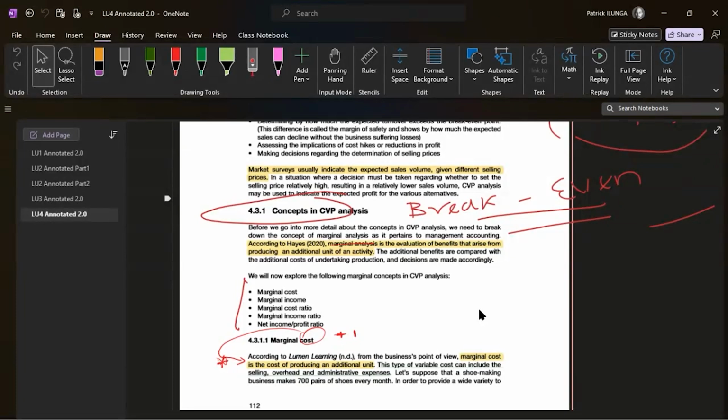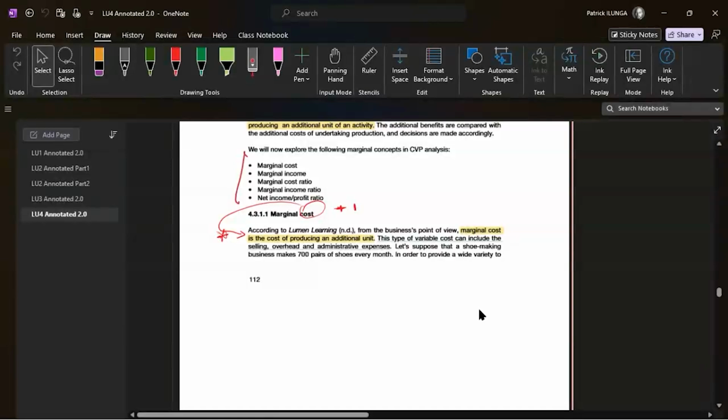So the marginal, right? It's a beautiful concept that you need to understand. Marginal cost. What is marginal cost? What is marginal income? What is marginal cost ratio? Marginal income ratio? What are these things? Remember, we talked again about this benefit that arises from producing an additional unit of an activity. Because it's all about that. How many things would I need to sell?